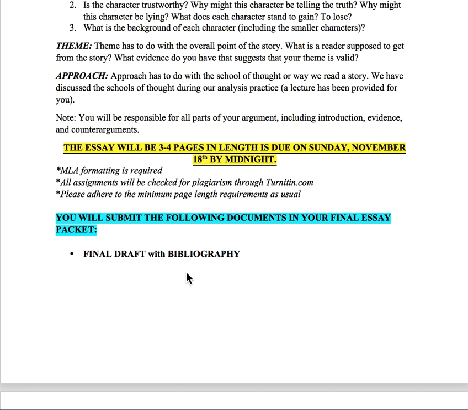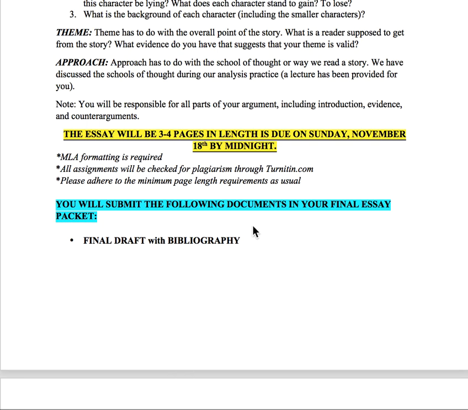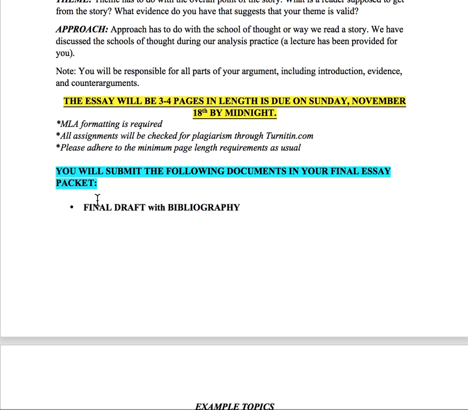Remember also that this is a typical essay. So while you're creating an argument, you need to have an introduction with a thesis statement where you state your claim or your argument or your stance on whichever one of the three you're choosing. And then you need to have good, solid reasons to support that argument with evidence from the stories. That's direct quotes pulled from the story to support or show what you're talking about, and then a conclusion as well. Your essay needs to be 3 to 4 pages in length and is due on Sunday, November 18th by midnight. MLA formatting required, of course. Everything is checked for plagiarism, and make sure you do the minimum page length as well. All you're going to turn in for this is a final draft with your bibliography.